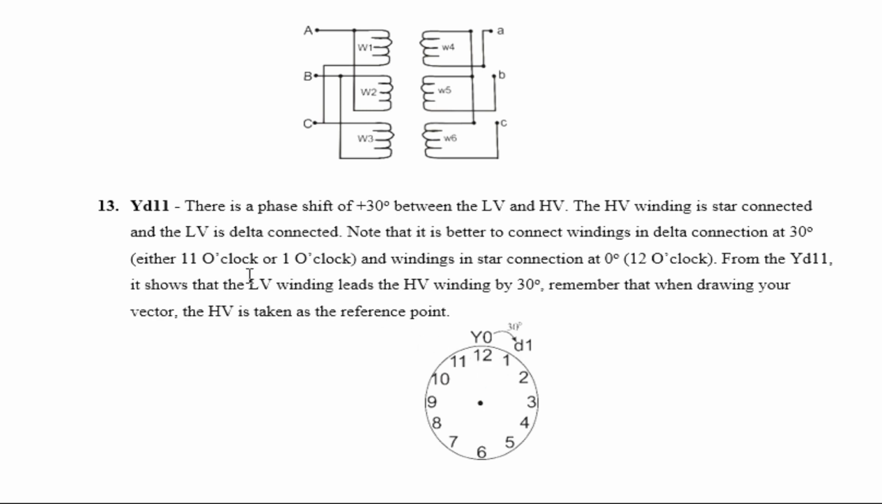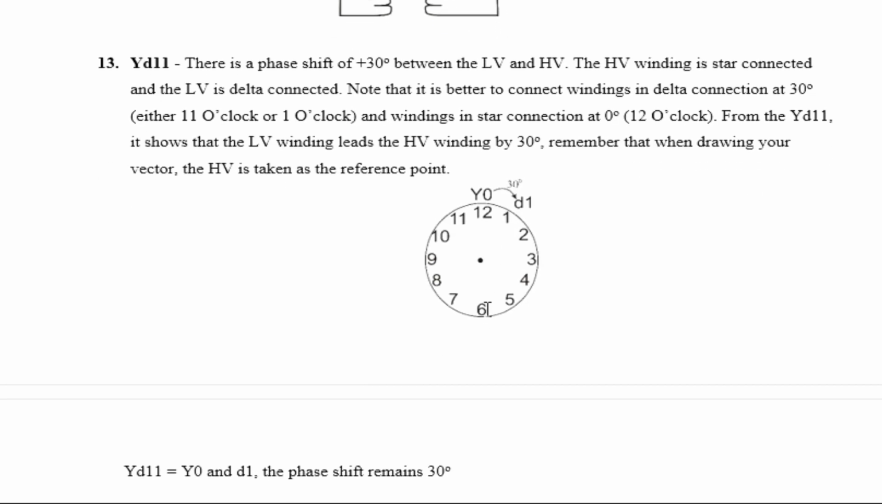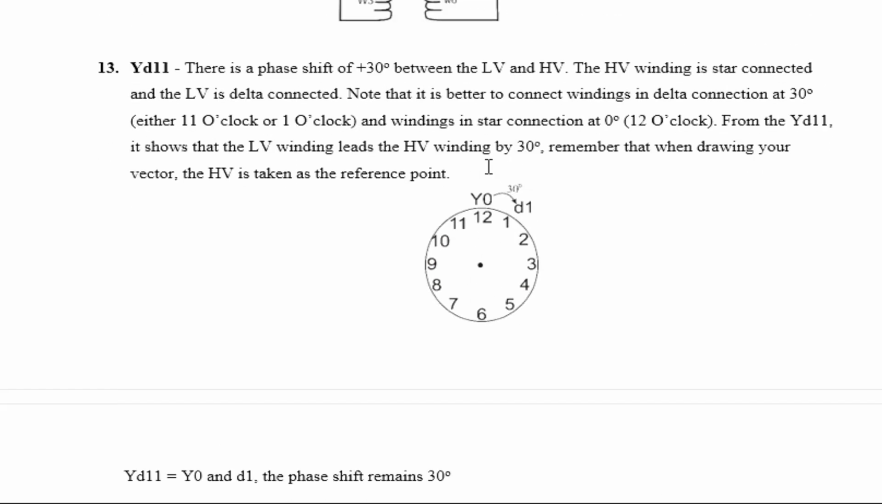So if you look at our diagram now, our Y0 is here, which is our high voltage side, while the low voltage side is D1, which is leading by 30 degrees. So this 30 degrees is also apart. So you can now see that our low voltage is leading by 30 degrees.